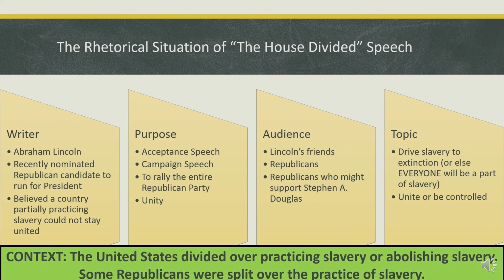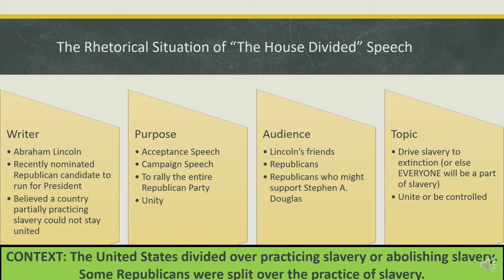So let's review the rhetorical situation for Lincoln's House Divided speech. Well, he's the writer, and we already knew he was recently nominated to be the Republican candidate to run for president. But now after reading this speech, we understand that he believed a country partially practicing slavery could not stay united, and this belief influences his entire speech. We already knew that this was an acceptance speech. But now after reading it, we can see it's also used as a campaign speech to begin his campaign moving forward. He has to rally the entire Republican Party together and create unity between them.